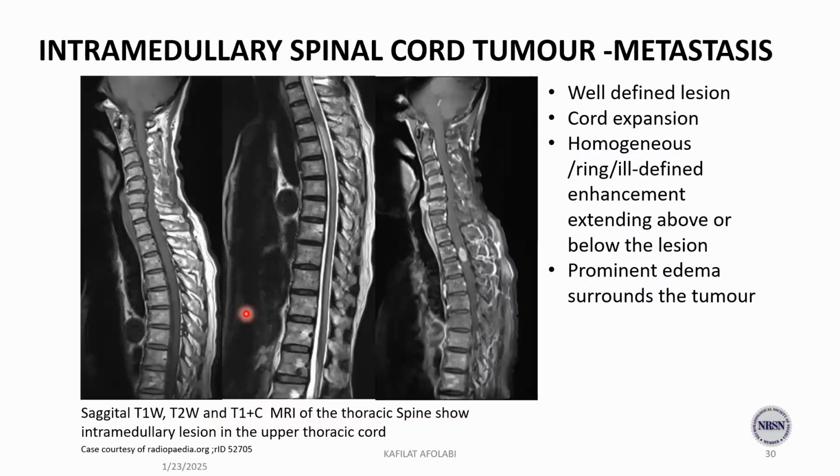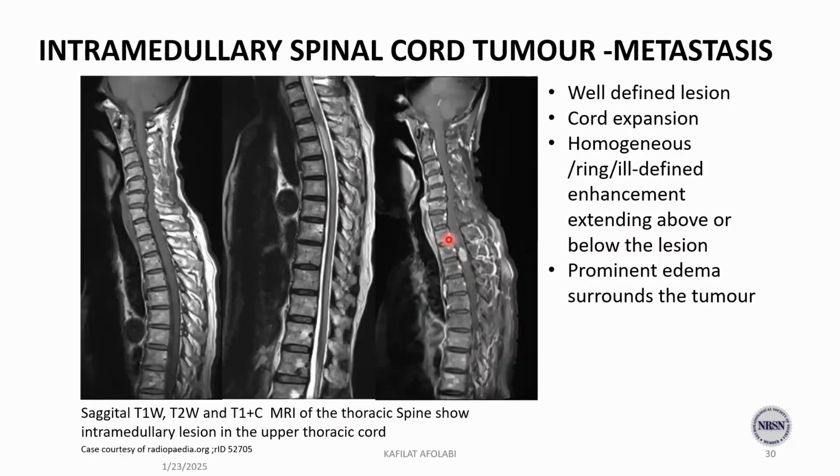So we can see that this sagittal T1, T2, and T1 plus contrast MRI shows lesions that are almost isointense to the cord, save for the edema that we can see within the cord on T2 weighted sequence, and this particular one shows homogeneous enhancement.